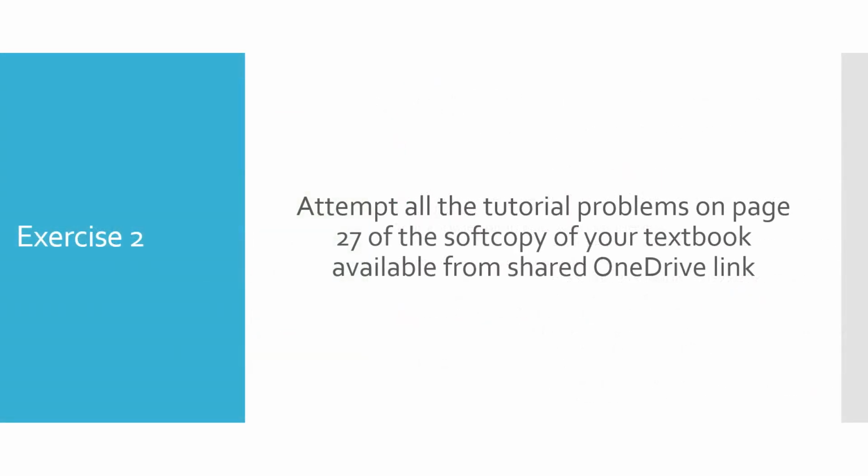So here is your exercise number 2. You have to attempt all the tutorial problems on page 27 of the soft copy of your textbook, which is available to you from the shared OneDrive link which I have shared with you. On page 27, there are some tutorial problems after the final example of hydroelectric power station, and you have to attempt all of these. I recommend that you see if there are some problems which have some data missing or cannot be solved, and bring them to my attention so that I can give you the data and you can solve those problems.